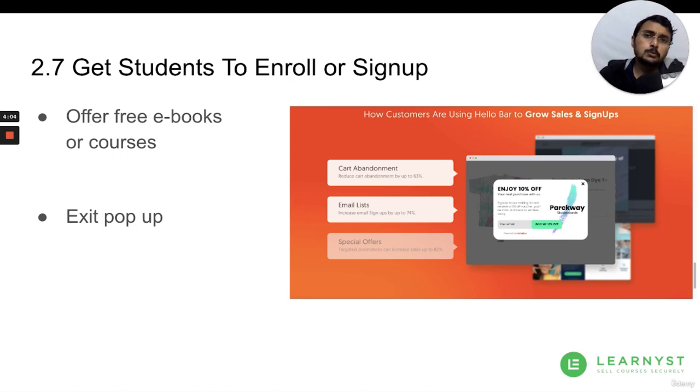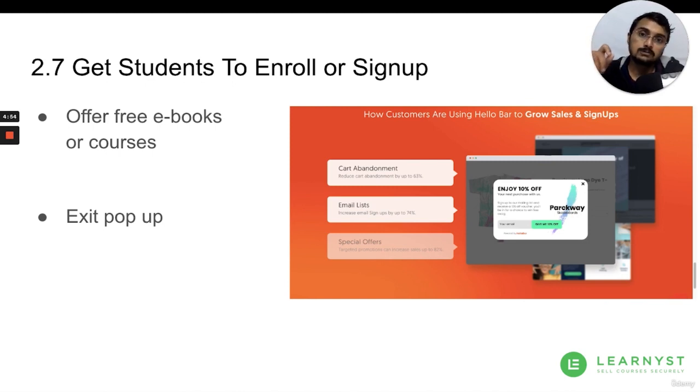And the second tool that you can use is to give them a free ebook. A short 20 to 30 page ebook that the student can download and read whenever they want. Okay. So there is a tool called HelloBar that allows you to get email IDs of students very easily.